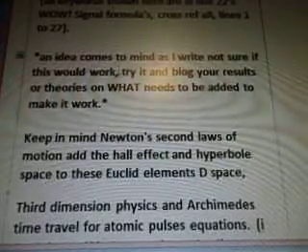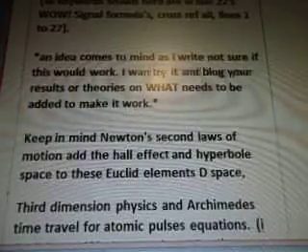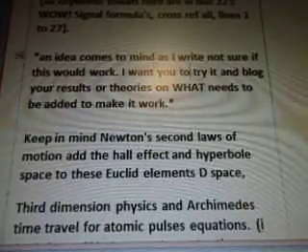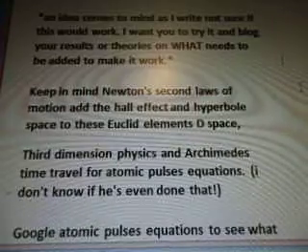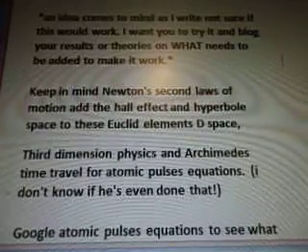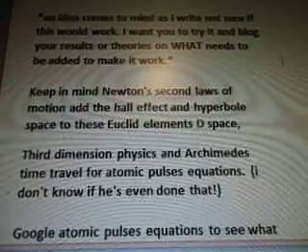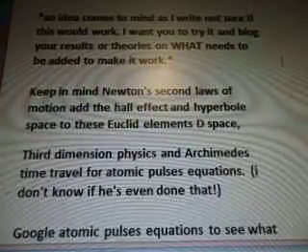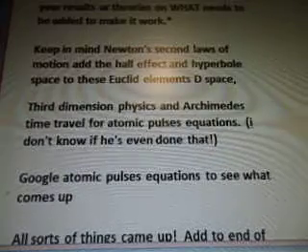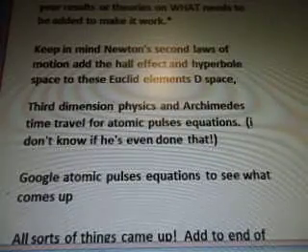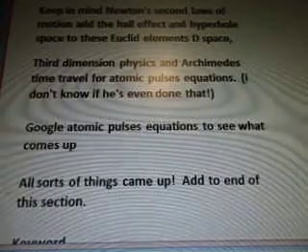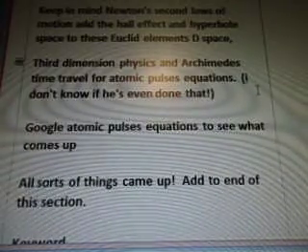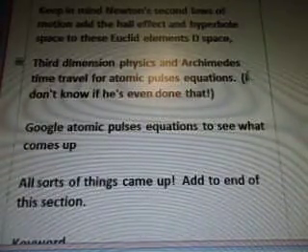I want you to try it and blog your results or theories on what needs to be added to make it work. Okay, so a little project for you guys that want to do stuff like this. Keep in mind Newton's second laws of motion. Add the Hall effect in hyperbole space to these Euclid elements 3D space. Third dimension physics and Archimedes time travel for atomic pulse equations. I don't know if he's even done that.